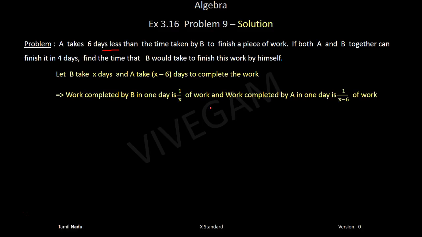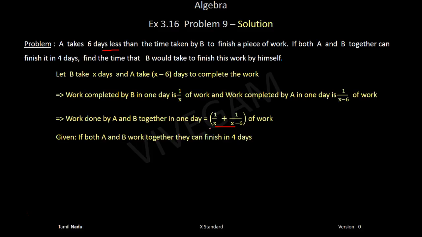If both work together, they will be able to finish. This fellow B will do 1 by X of the job in a day, and this fellow A will do 1 by X minus 6 of the job. So both put together, they will do this much amount of job per day, the sum of this and this. So if both are going to work, the sum of these two will be the total work done by them in a day. Now, on the other side, if both A and B work together, they can finish it in 4 days. That's what is given in the problem.